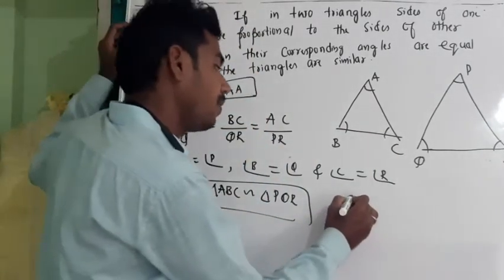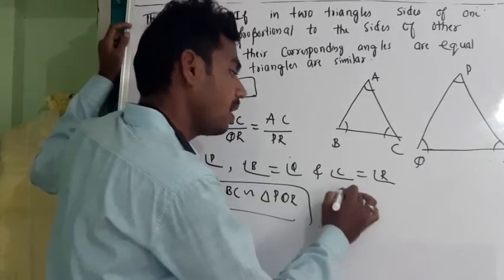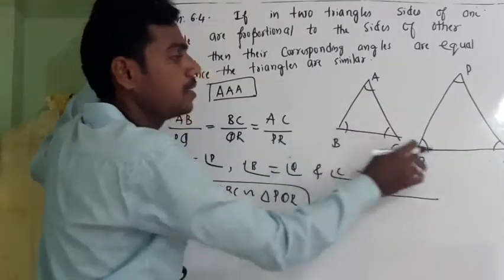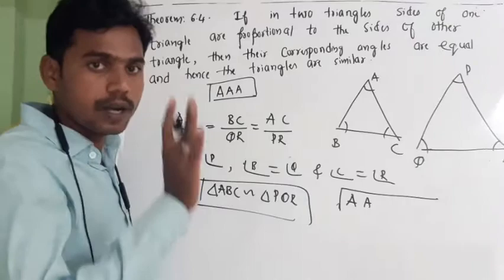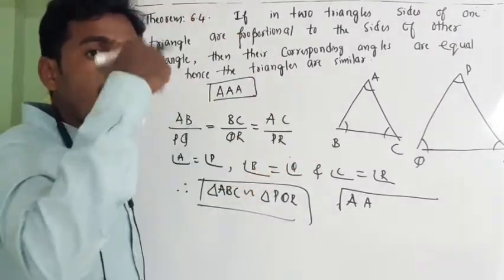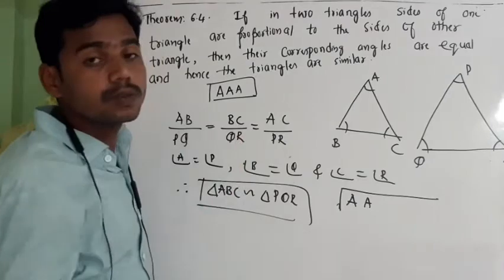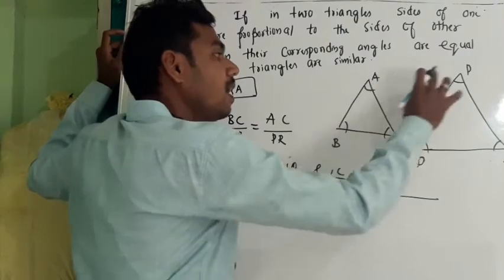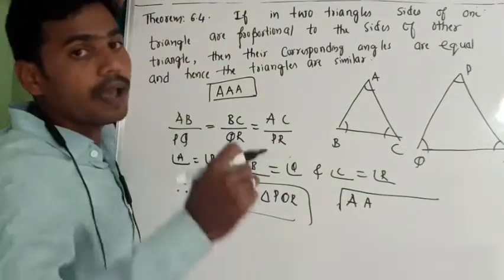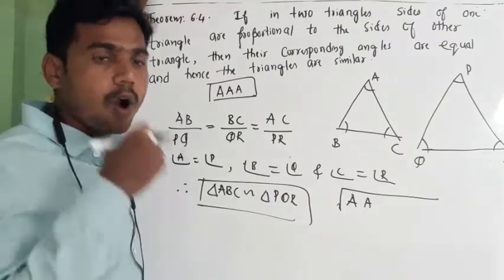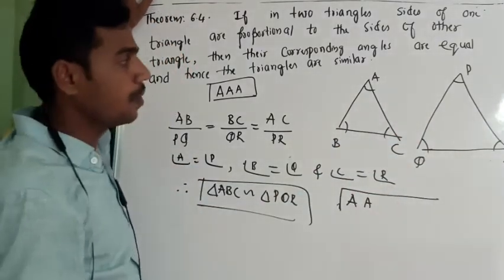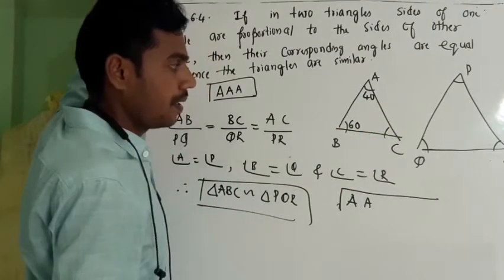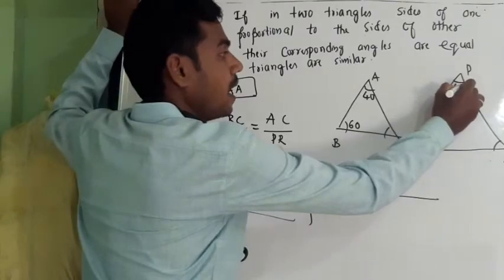Now even if two angles of one triangle are equal to two angles of the other triangle, say angle A is equal to angle P and angle B is equal to angle Q, then also the two triangles will be similar. Why? Because by angle sum property of a triangle, obviously the third angle will be equal. Suppose I give this as 40, this as 60, and this as 40 and this as 60.